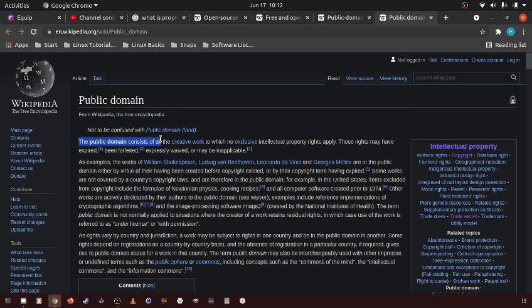The public domain consists of all the creative work to which no exclusive intellectual property rights apply, which means it's the work of the human mind that no intellectual property rights apply to, which means nobody owns it anymore. Those rights may have expired, been forfeited, expressly waived, or may be inapplicable, right?